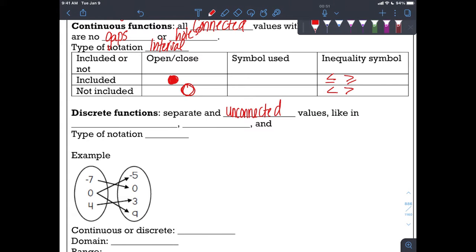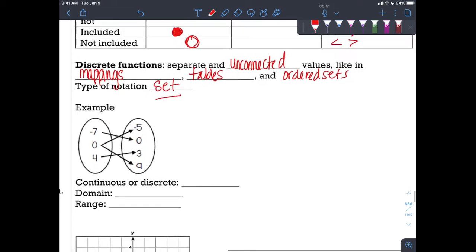So examples of these might be mappings, tables, and ordered sets. And we use set notation, meaning we have to list them all out.